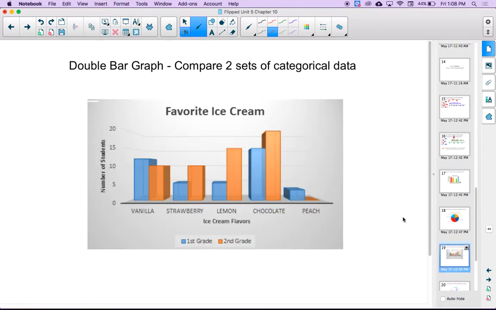Next we have a double bar graph. So similar to our bar graph, this is the same type of thing, but now we are comparing 2 different sets of data. We use color to distinguish between the 2 different sets. You can see that blue is first grade and orange is second grade.